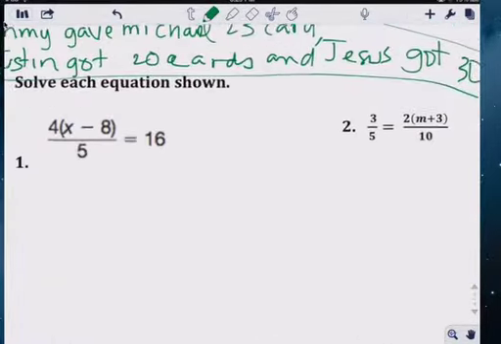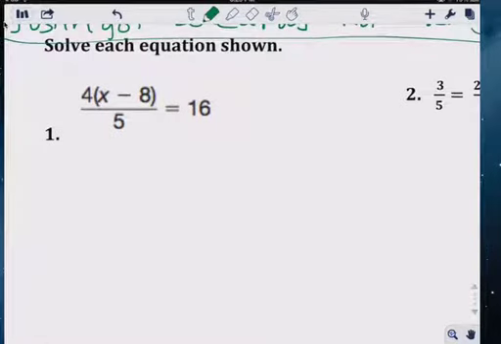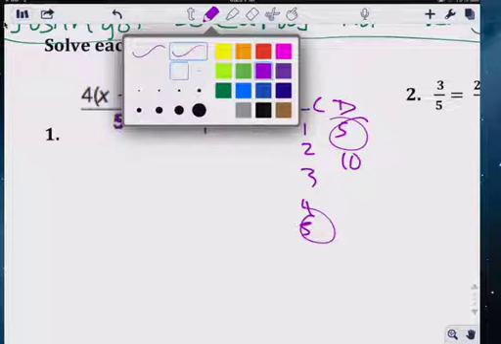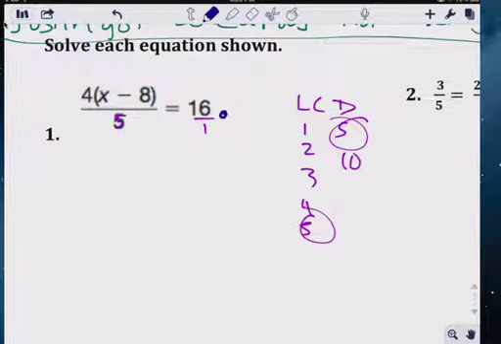Alright, number 1 again. Here is the denominator 1. The least common denominator of 1 and 5, right? 1, 2, 3, 4, 5. The least common denominator is 5. We don't need to count by 10, because 5 is the same. So multiply both sides by 5.